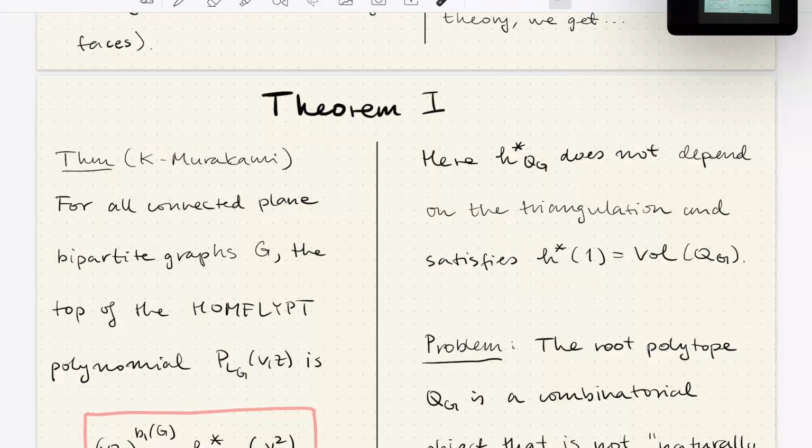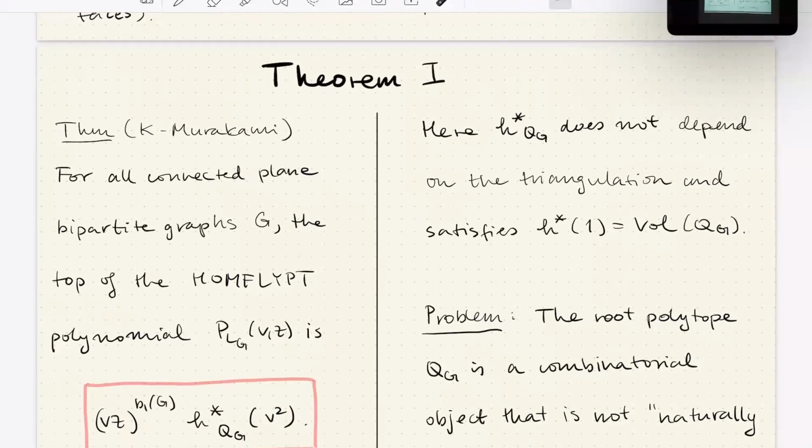All I can say about this H star guy is that when you plug in 1 for the variable, that's just the sum of the coefficients, right? Algebra. So the sum of the coefficients in this H star is the volume of the polytope. So H star polynomial is kind of like a fancy volume. That's how I often think about it. All right, so that was the first theorem. Very nice, maybe, but there's at least one problem with it.